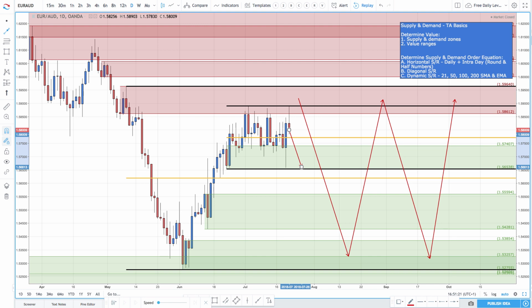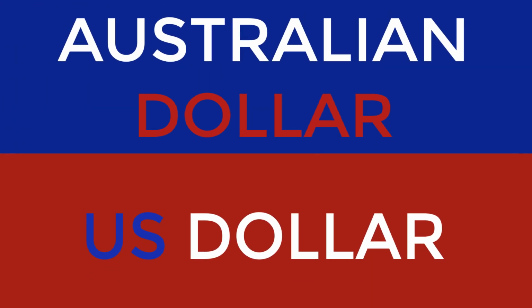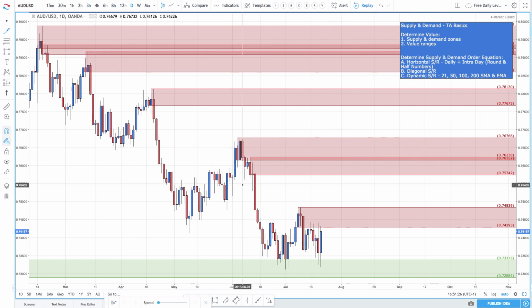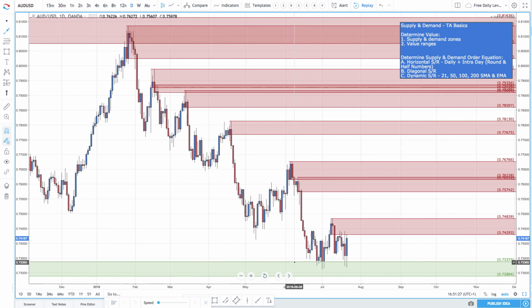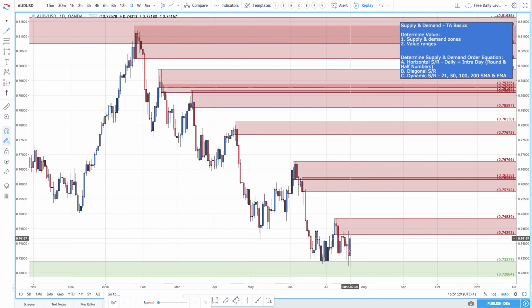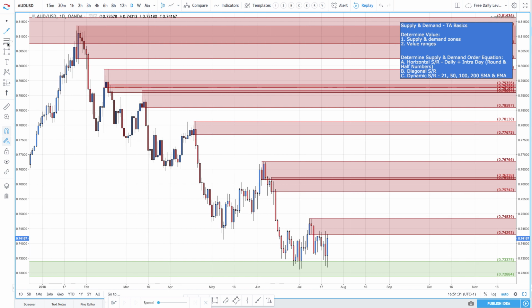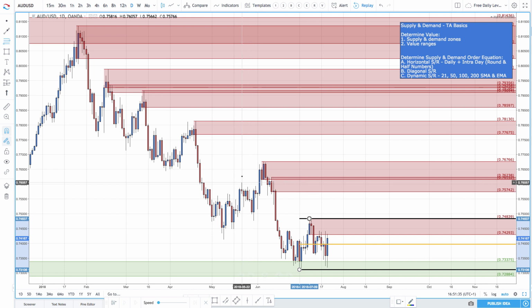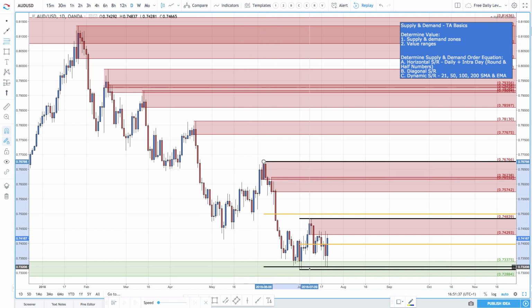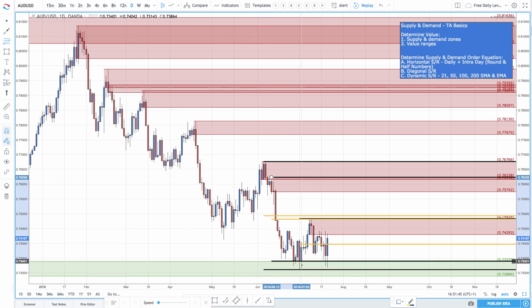So looking at the Australian dollar, US dollar, again, we've bounced off of this demand zone, right? So we're looking at a potential range between that low and that high, and then our next range is between that supply zone. We've got one really here as well, right?